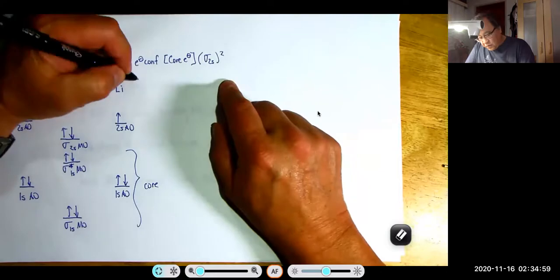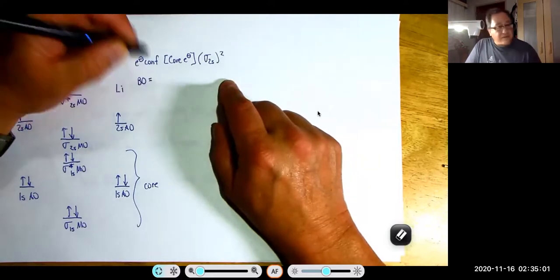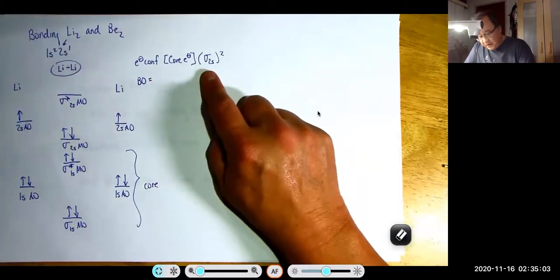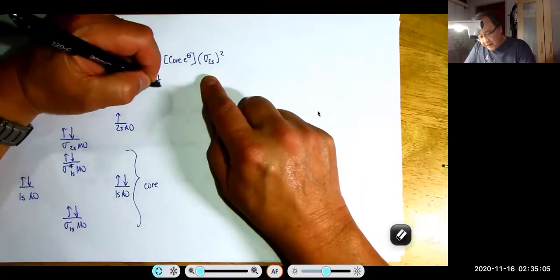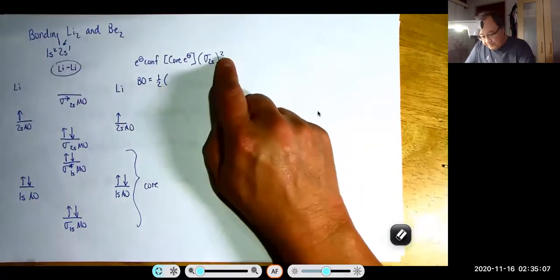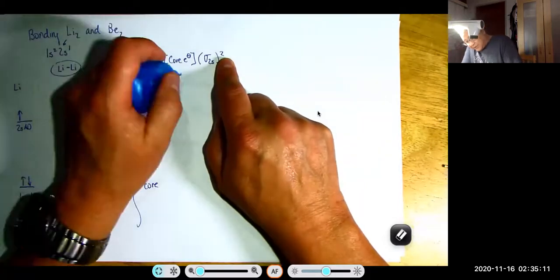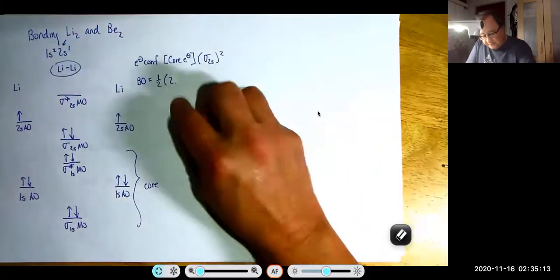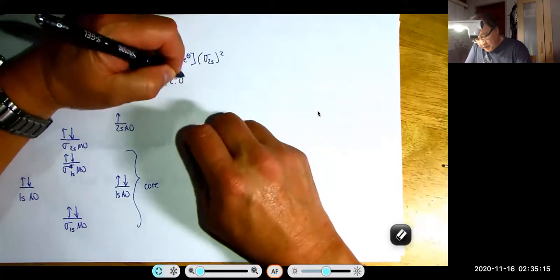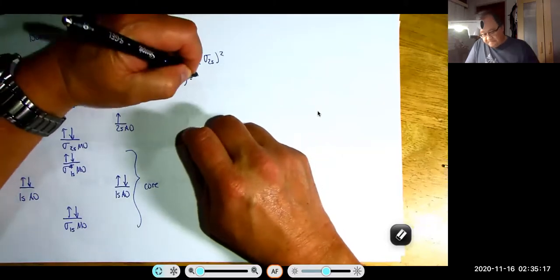Now, for the bond order, we can just look at the valence electrons to figure it out. So it's going to be 1/2 of the bonding electrons, and there's 2 of them, minus 1/2 of the anti-bonding electrons, and there's none of them. So the bond order is going to be 1.